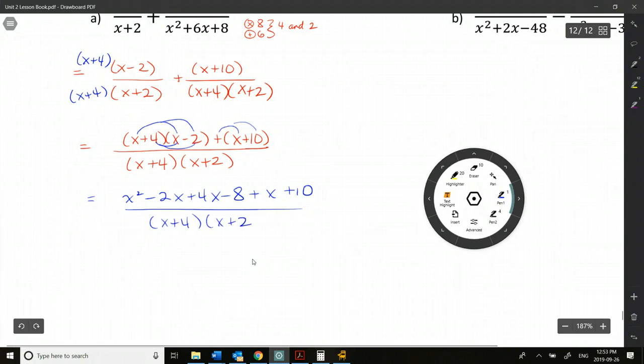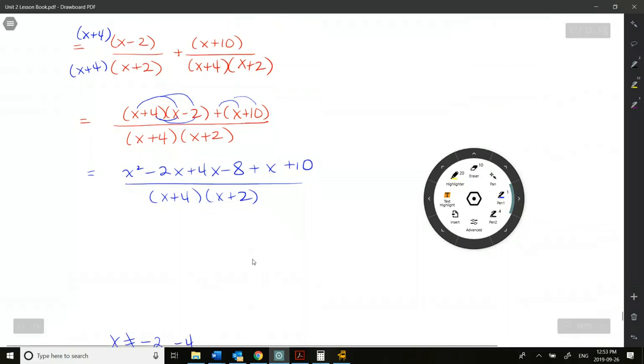Okay, so I'm just FOILing. I'm going to gather up some like terms here. So I've got 3 x's that need to be gathered: negative 2x, positive 4x, and positive 1x. That leaves me with plus 3x. And then negative 8 and plus 10 gives us plus 2.